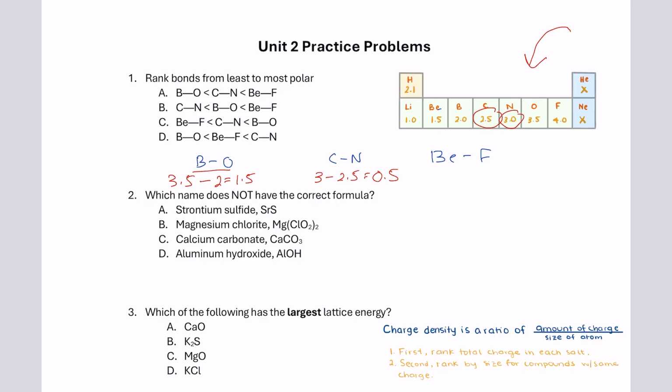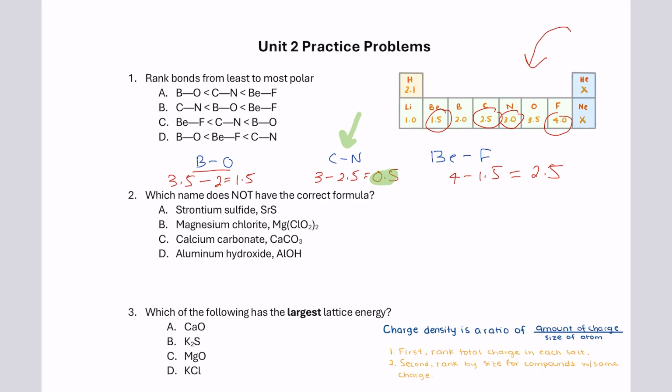Finally, we have beryllium bonded to fluorine. Fluorine has an electronegativity value of 4, and beryllium has an electronegativity value of 1.5. Their difference is equal to 2.5. Now that we've calculated the polarity of each bond, we can go ahead and arrange them from least to most polar. The carbon-nitrogen bond here has the smallest electronegativity difference of 0.5, so it is the least polar.